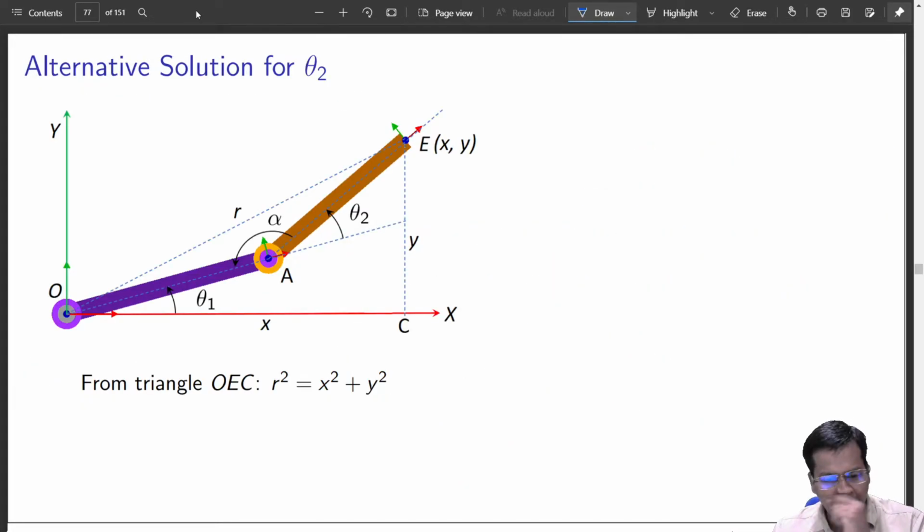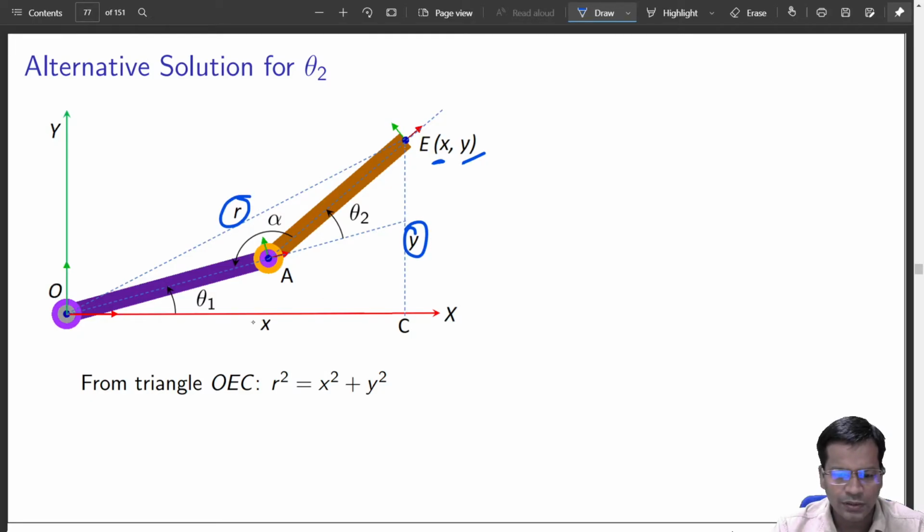There is an alternative approach to do this again. Why I am telling this: because in a few books this is also there, and this is quite an elegant way of doing this. So if x and y are given, r is given by the Pythagoras rule: r square is equal to x square plus y square.